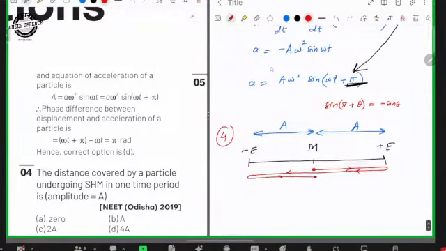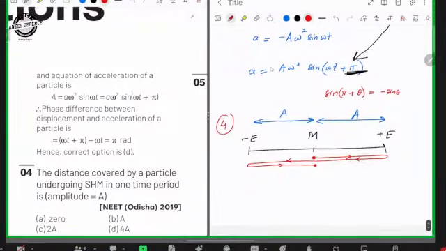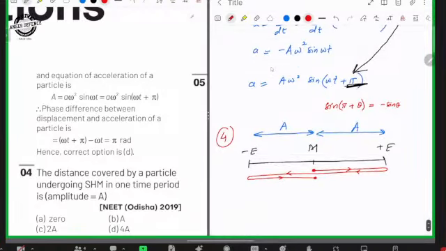So what is the distance covered by the particle now? Here you can see the particle returns to its original position. Therefore, if displacement were asked, the answer would be 0. But here displacement is not asked; they have asked distance. So what will be the distance? Distance is the path length covered by the body.